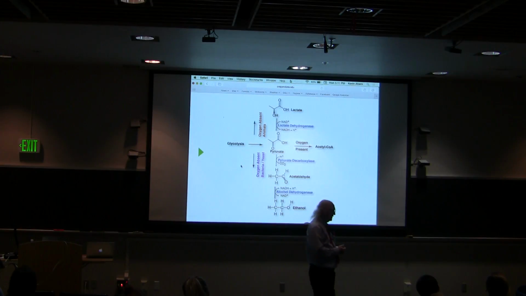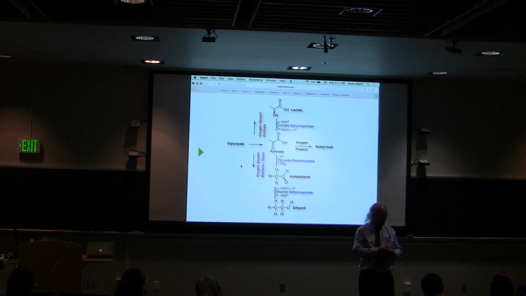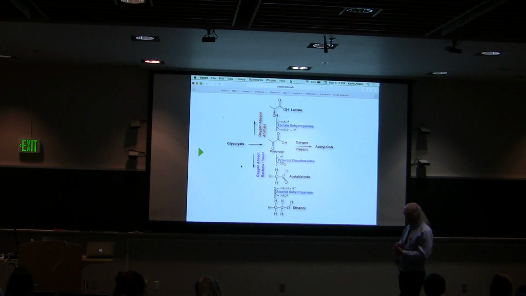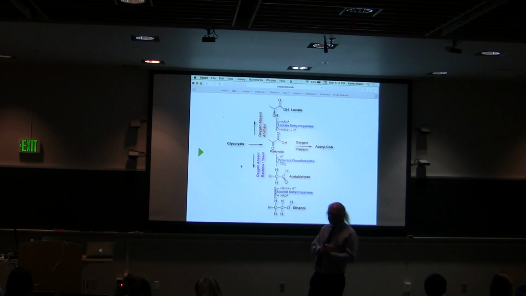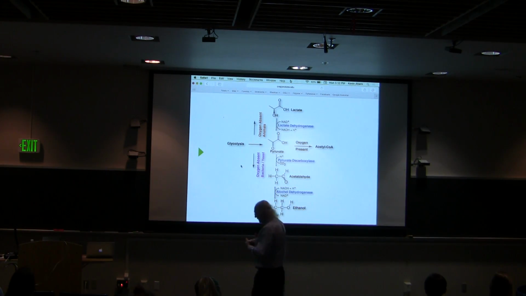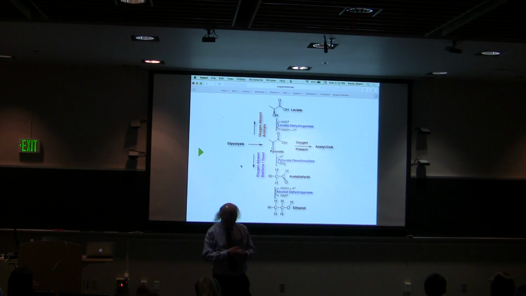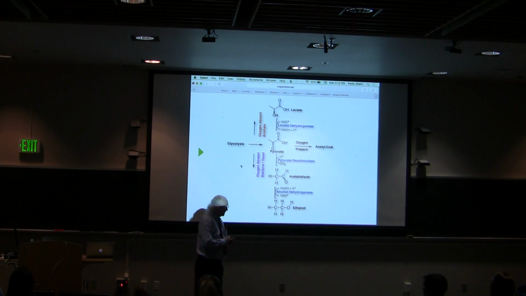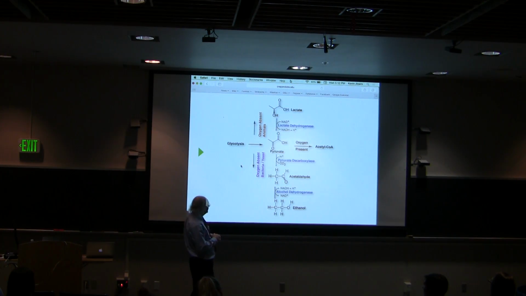But suffice it to say, pyruvate can be oxidized under conditions of oxygen or conditions of no oxygen. And when it's in the latter, we call it fermentation. And fermentation in animals involves the production of lactate from pyruvate. In bacteria and yeast, it involves the production of ethanol from pyruvate.